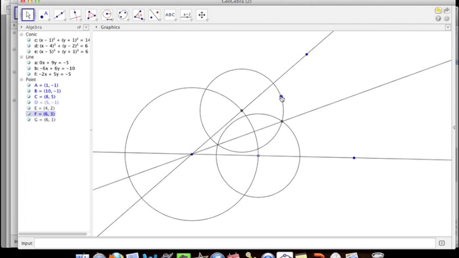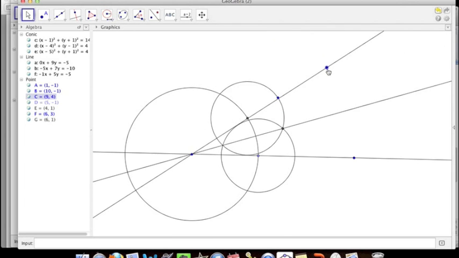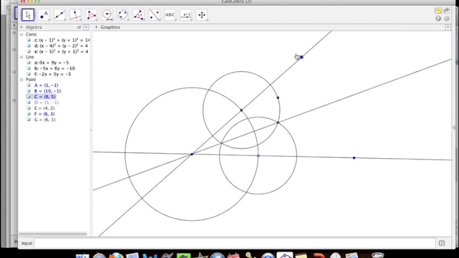But we can see as we change the size of the circles or we change the size of the angle, it doesn't change the construction. It's always still a bisector.